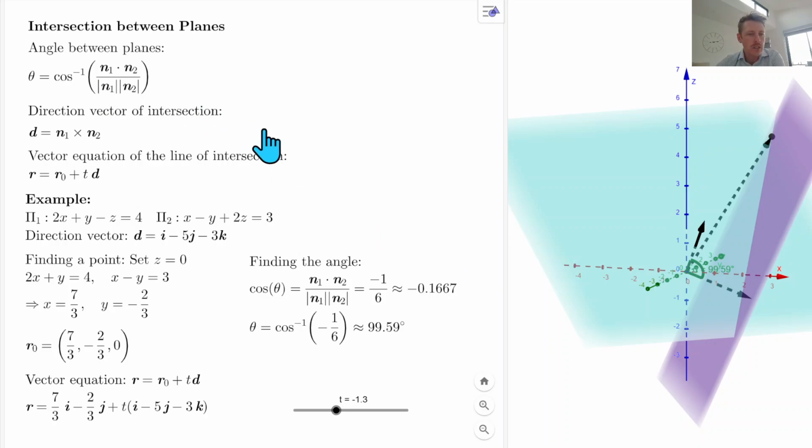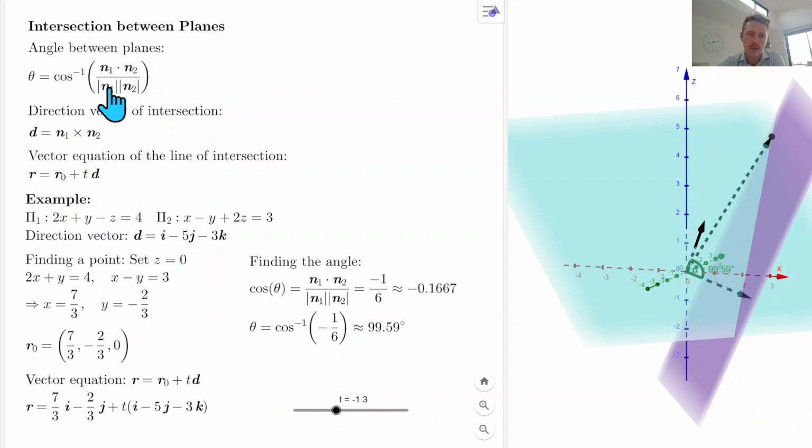All right, let's look at the intersection between planes. So we've got that the angle between planes is given by this, and the direction vector of the intersection is given as the cross product between the two normal vectors. And the vector equation of the line of intersection is given by this here. I just want to explain just this top part, the angle between planes. This is just a rearrangement of the dot product.